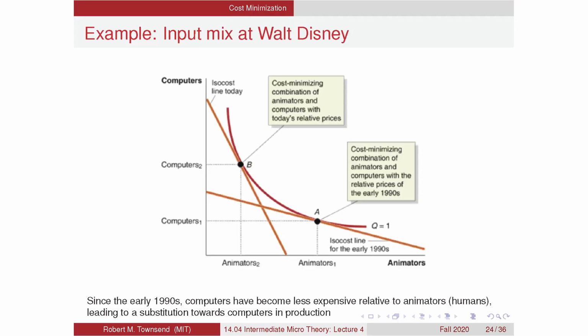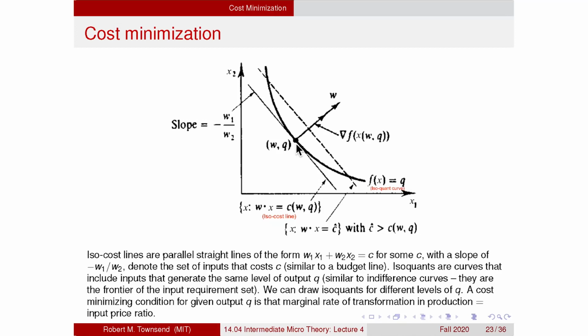Here, you can vary prices, and that's the Walt Disney thing. So the input mix would change. What you could also do, although we decided not to overwhelm you, is pick a different level of output, a higher level, and find the cost minimizing combination of inputs to support that higher output.